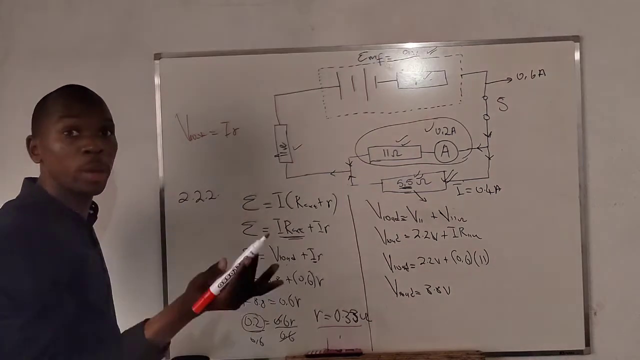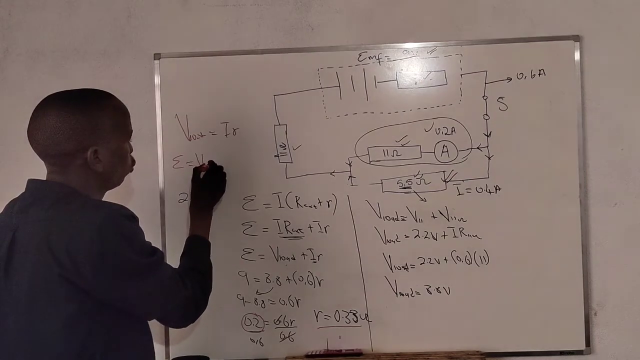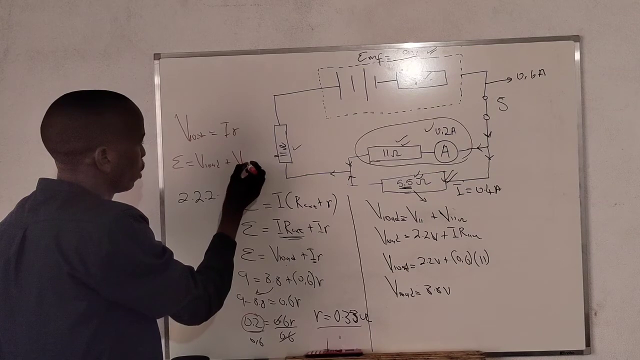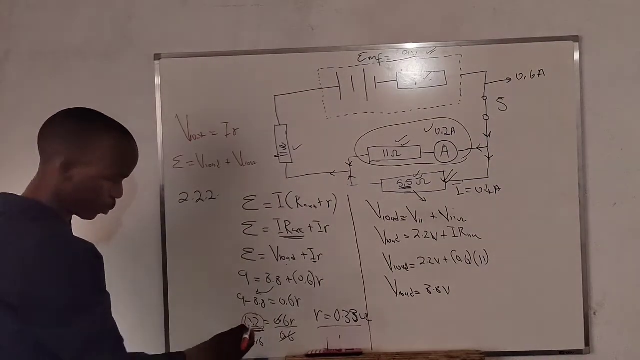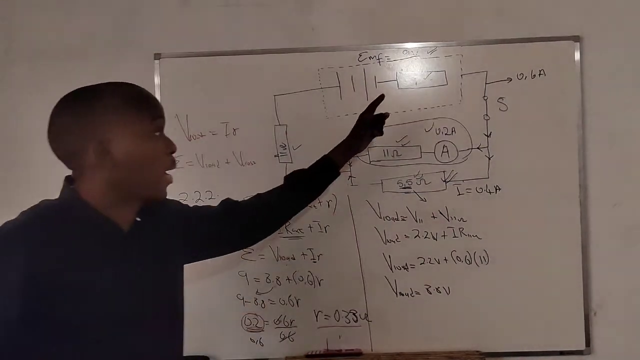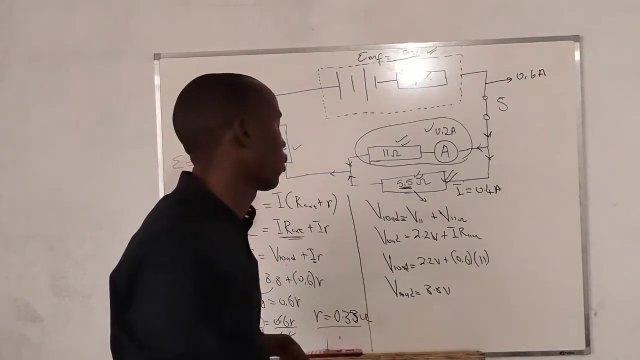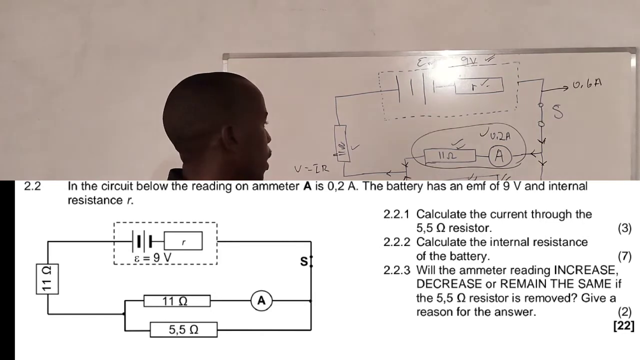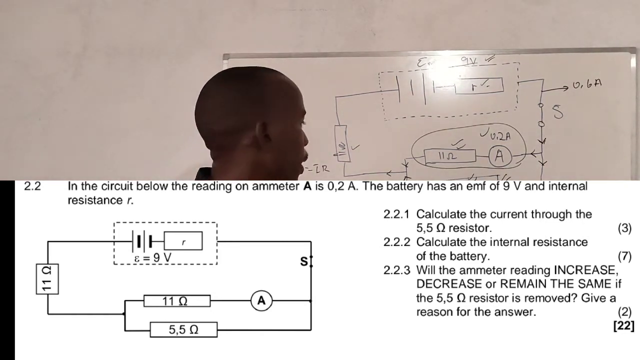As I have shown you in my previous video, EMF is given by V load equals V lost or V internal. So 0.2 volts has been used to overcome the internal resistance of the battery.